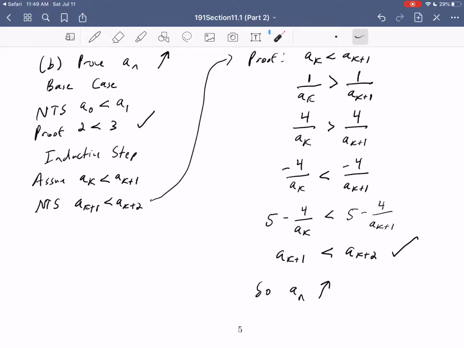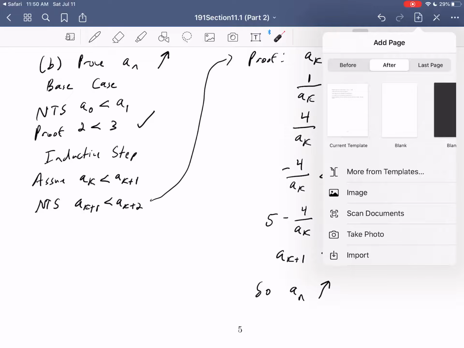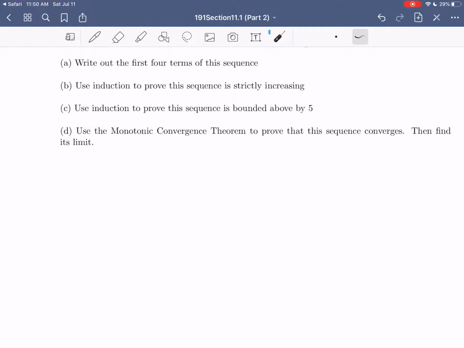Notice it's almost identical because we're just manipulating the inequality to build the expression for our recursion. So we know it's strictly increasing now. Okay, let's go on to the next page and prove that it's bounded above by 5. So we need to prove a sub n is bounded above by 5.